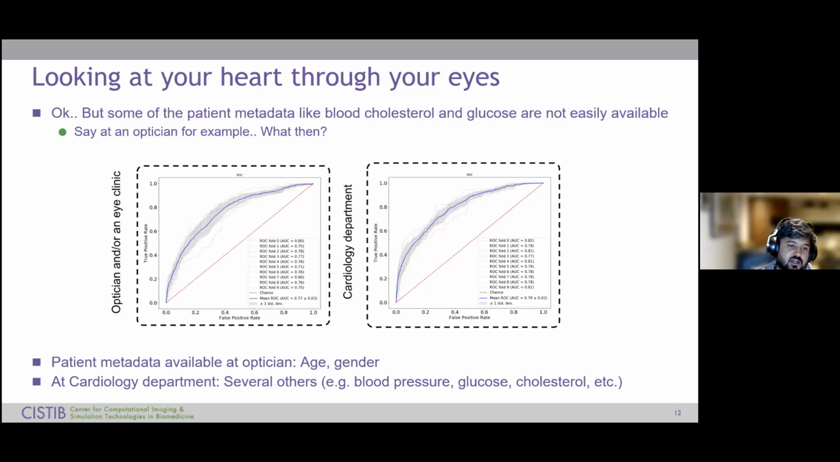So in the scenario of an optician or an eye clinic, we could say that the only reasonable things to expect to be collected in terms of patient information are their age and gender. And again, what we found is that the performance of our model during test time, once it's been built, wasn't significantly affected when we reduced the amount of additional patient metadata that was available.